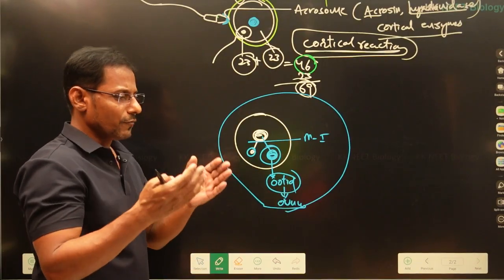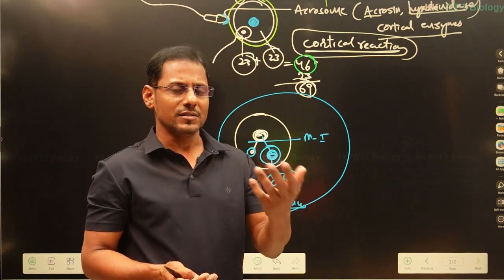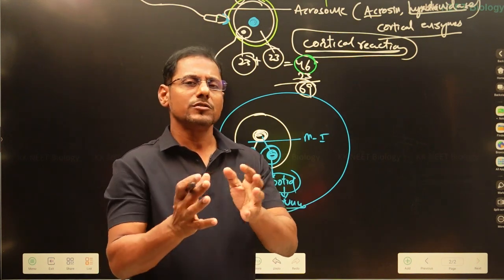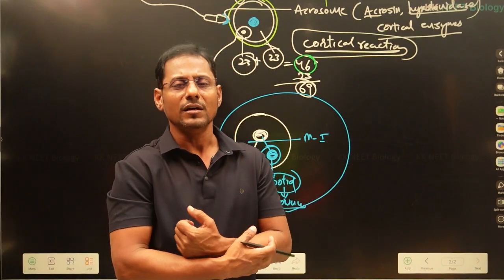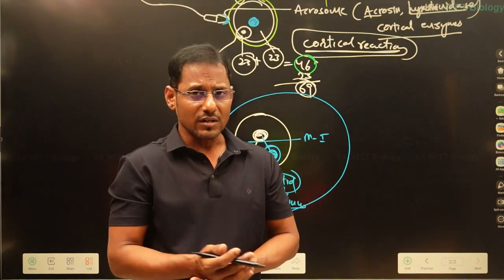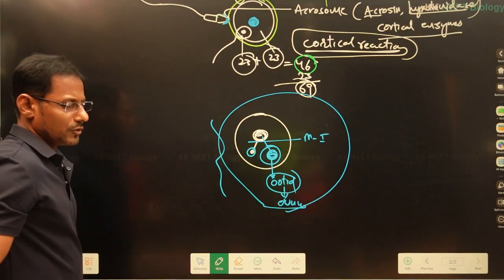Now the nuclei of both the cells are going to fuse with each other. As a result, the zygote is formed. This zygote is going to attach to the uterus wall. That particular process is known as implantation. Progesterone plays a vital role in implantation, right? So this is the fertilization process.